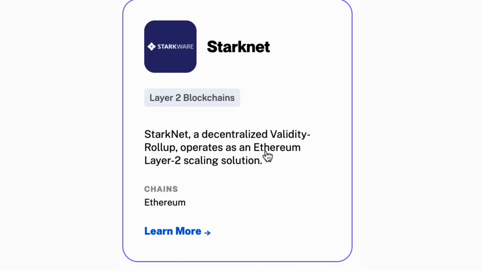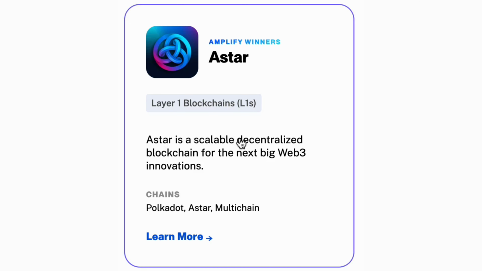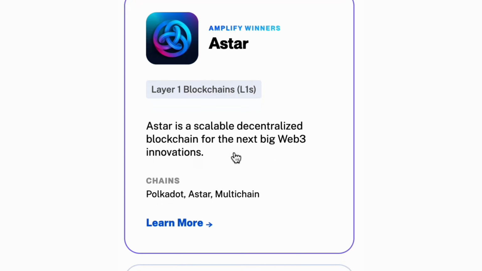After that we have Starknet. Again, it's also a blockchain layer 2 which allows you to build a scalable application. After that we have Astar, which is a blockchain layer 1, and it's not that quite popular, but it's working to diversify its projects, so you can work on multi-chain, Astar, Polkadot, so a lot of things you can find.